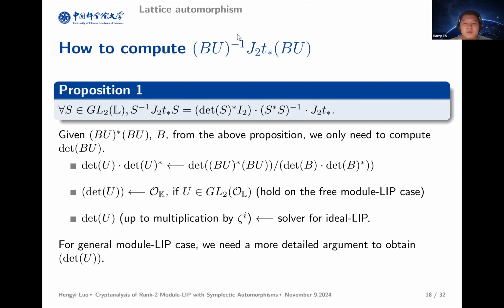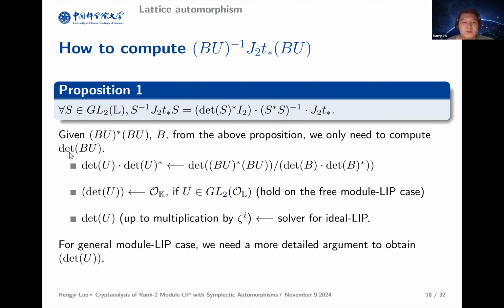To compute the above lattice automorphism, we use the following proposition. Given BU star times BU and B, to apply this proposition, we only need to compute the determinant of BU, or just the determinant of U.